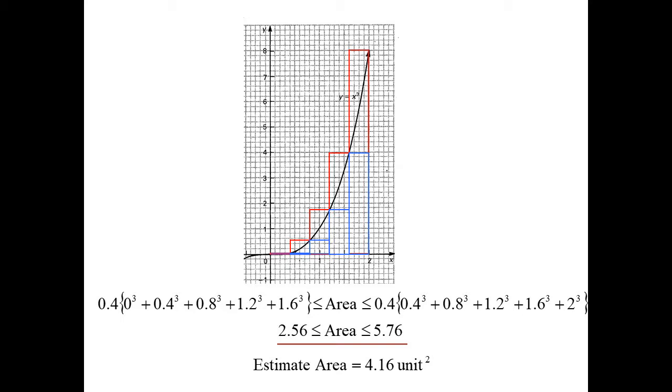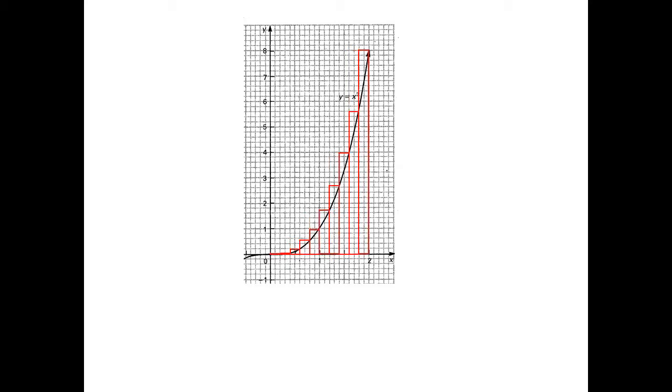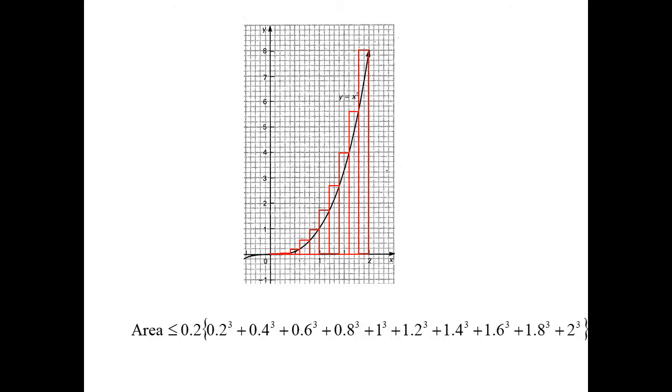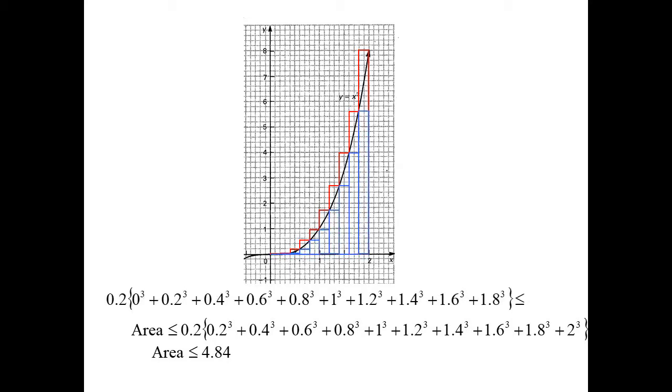So what the heck, let's make 10 rectangles. Lots of little ones, here we go. So we know it's less than all of that, which is 4.84. Now the inner rectangles, and that's 3.24. The average is 4.04. So now we're really getting close. And I could do it again.